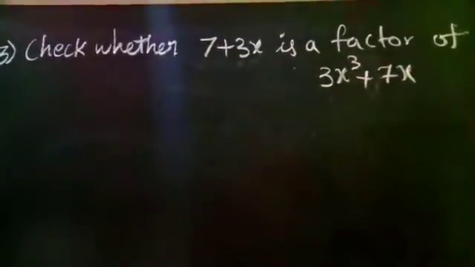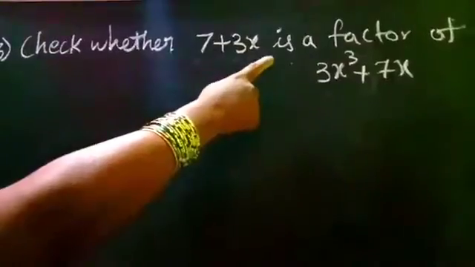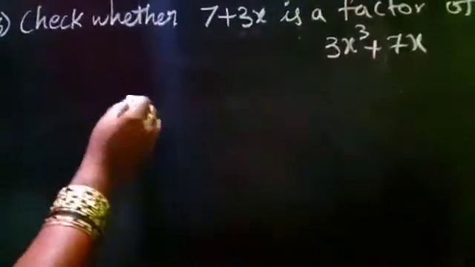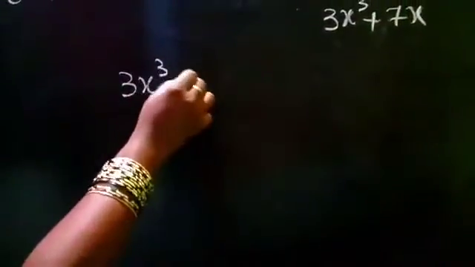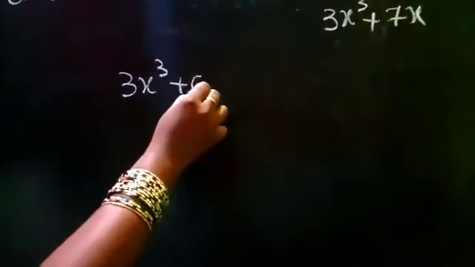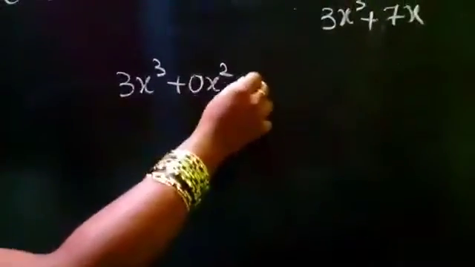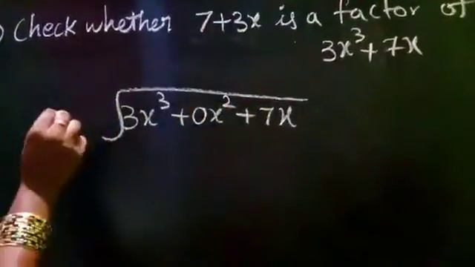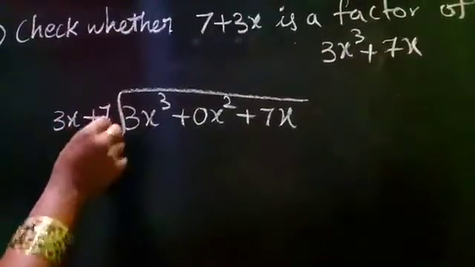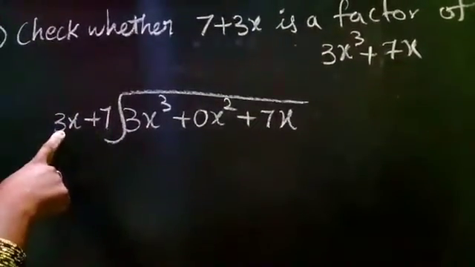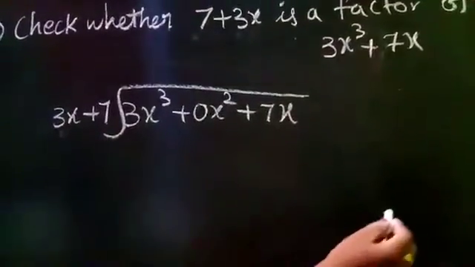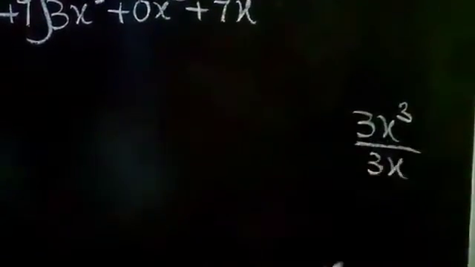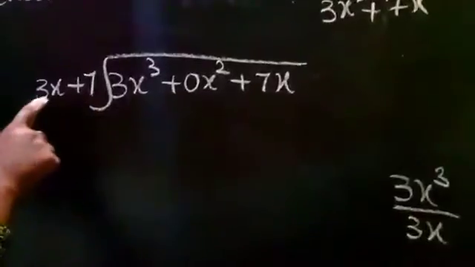Third question is, check whether 7 plus 3x is a factor of 3x cube plus 7x. Here in 3x cube plus 7x the x square term is not there, so I am going to write 0x square plus 7x. This 7 plus 3x, I am going to write as 3x plus 7. Then too, the value will not be changed. Why have I written it like this? Because we have to divide the first term by this first term. So the x term is there. That's why I rearranged this term and wrote it like this.